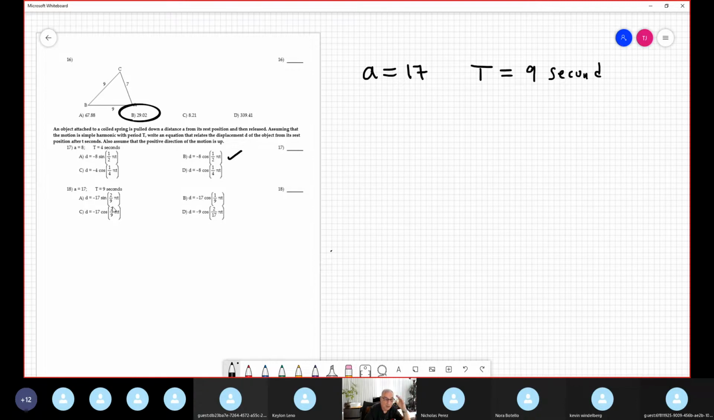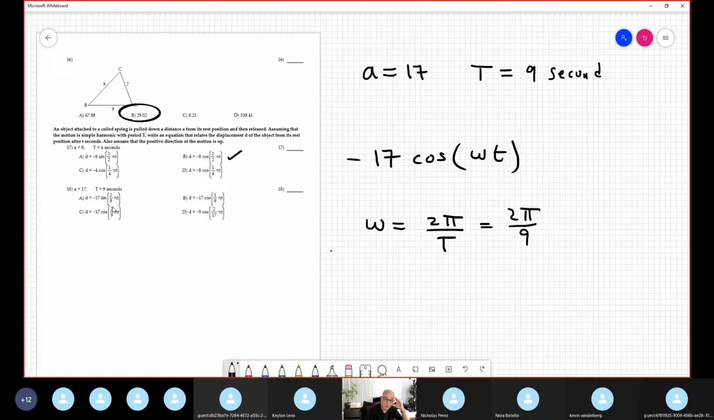Okay, so I realize it's cosine, but it's negative cosine, it's negative 17 cosine something. And here we have omega t. And omega is 2 pi over the period. It's 2 pi over 9. Now my final answer is displacement at any time is negative 17 cosine 2 pi over 9 t. In this case, it's physics, guys. So our independent variable is not x, it's t, because of time.